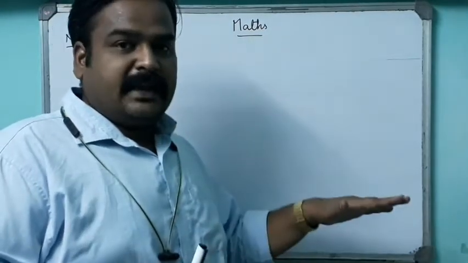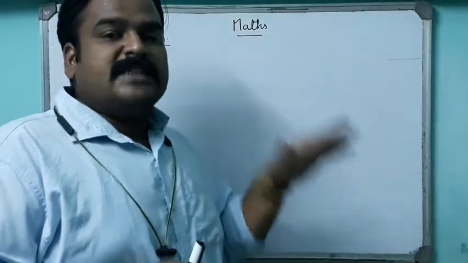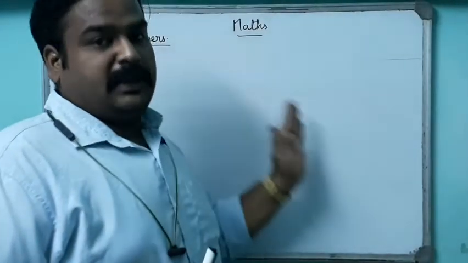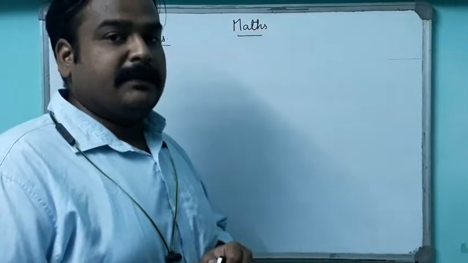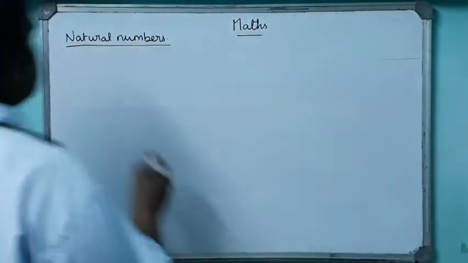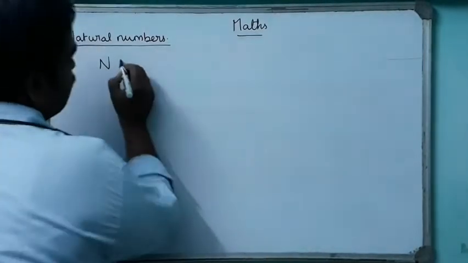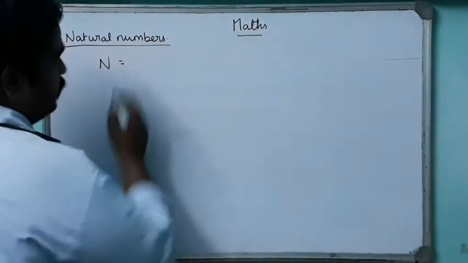You won't start from 10 and you won't start from 15. You will start from 1. Isn't it? So natural numbers are nothing but counting numbers. Natural numbers start with 1. It is generally denoted as N. N stands for natural number.